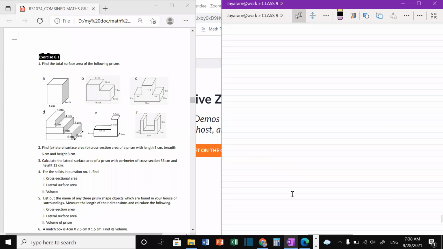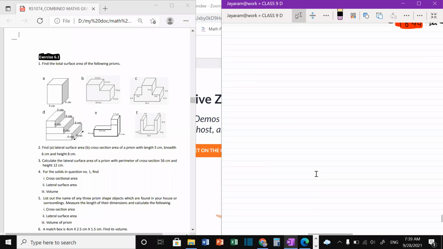Do you need to take a screenshot? I don't think so, already taken I think. Now I'm going to question number B. That will be a bonus for you.